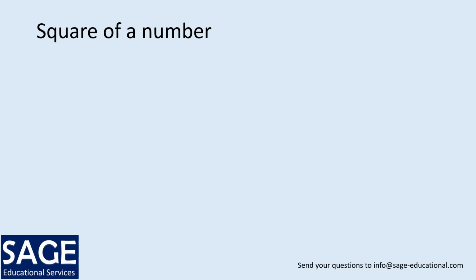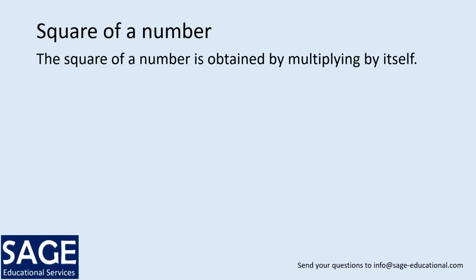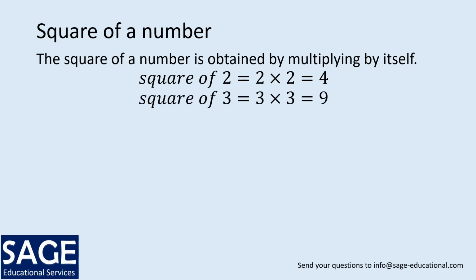So first of all, let's figure out what we mean by the square of a number. The square of a number is obtained by multiplying it by itself. For example, the square of 2 is 2 times 2, which is 4. The square of 3 is 3 times 3, which is 9. And the square of 4 is 4 times 4, which is 16. So in order to find the square of any number, all you need to do is multiply it by itself.